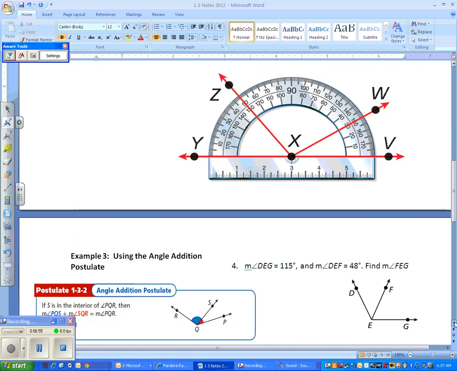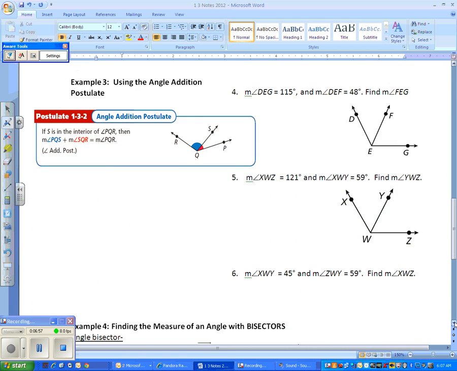Okay, last thing we're going to do in the video. Example 3, using the angle addition postulate. This was very, very similar to the segment addition postulate that we learned in 1-2. Segment addition postulate said, well, if I know that this part of the segment is 1 and this part of the segment is 3, then the whole segment is going to be 4. Angle addition postulate is the same thing, except instead of segments, we're talking about angles.